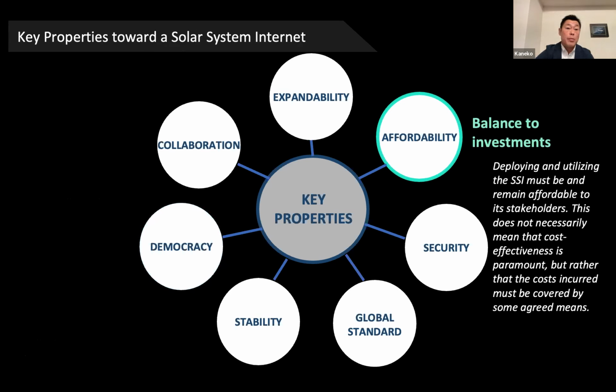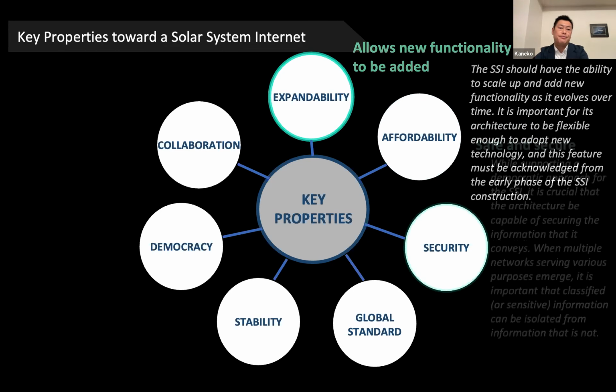The next piece would be affordability. The SSI must be affordable to its users. Affordability is a key aspect, but it could have a different meaning to each of the stakeholders. For instance, for a commercial entity, it is important that the development cost of a given product will need to be recovered, perhaps by providing networking services or something. And for an academic entity, the costs incurred to use a network must balance with the expected science outcomes produced. So the term affordability does not necessarily mean cheap, but rather the costs incurred must be paid for.